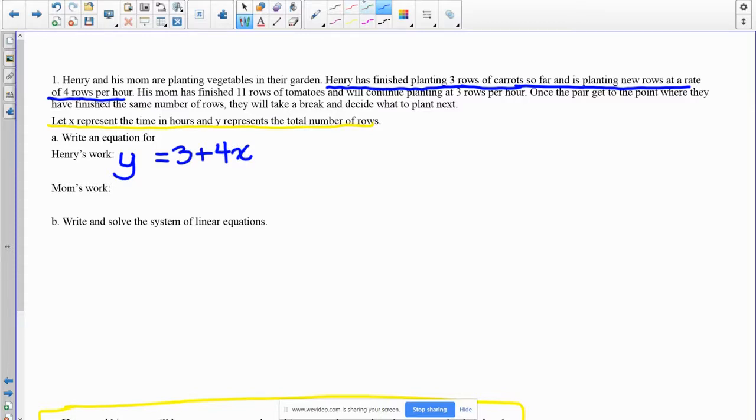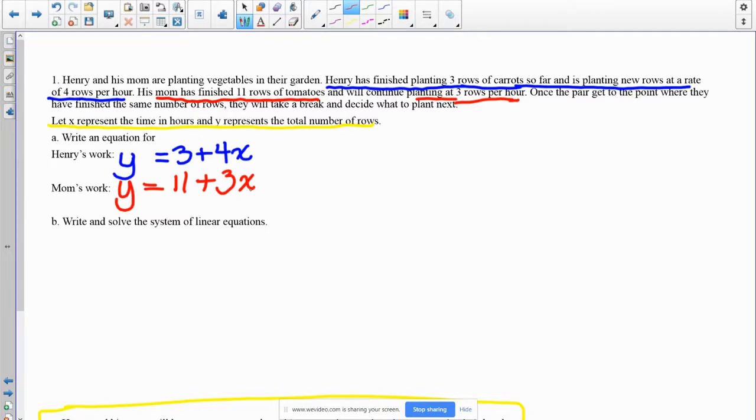Mom, if we look at her details, it says his mom has finished 11 rows. So she already has 11 rows done. She's doing much more than her son at this point, but will continue to plant 3 rows per hour. So she's planting at the rate of 3 rows per hour. Henry planted 4 rows an hour and Mom's planting 3 rows an hour. Henry only has 3 rows planted, Mom has 11. And that will equal how many rows she can get planted.